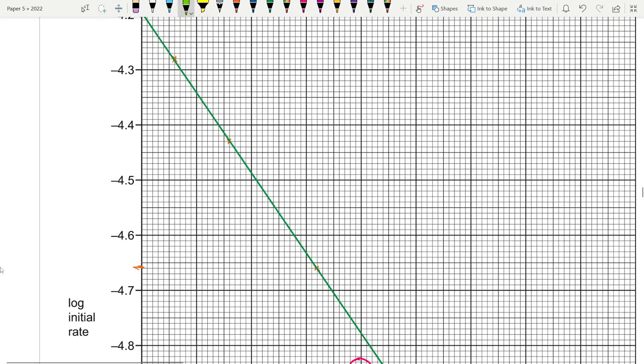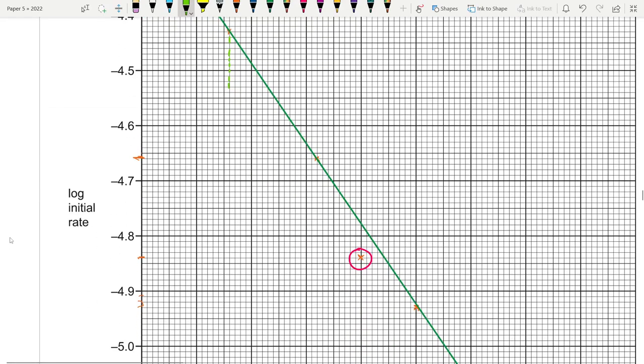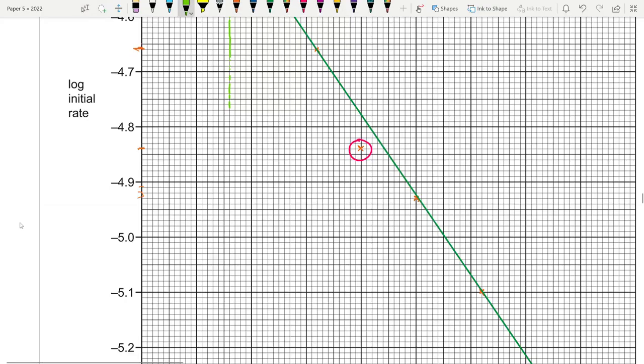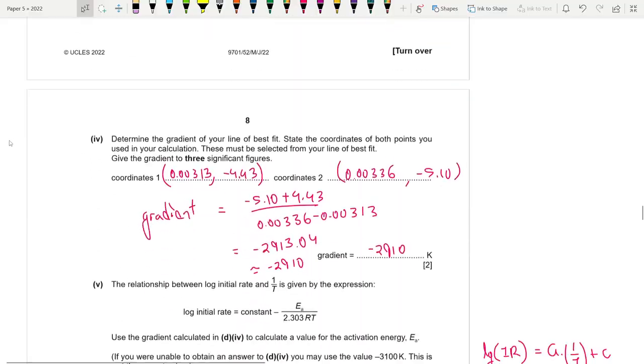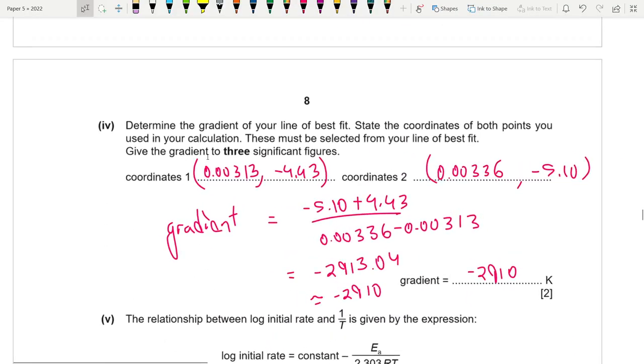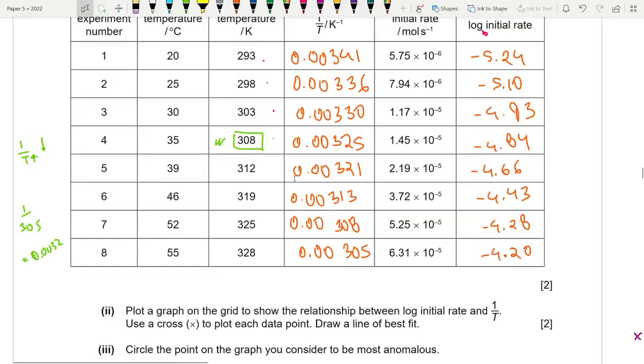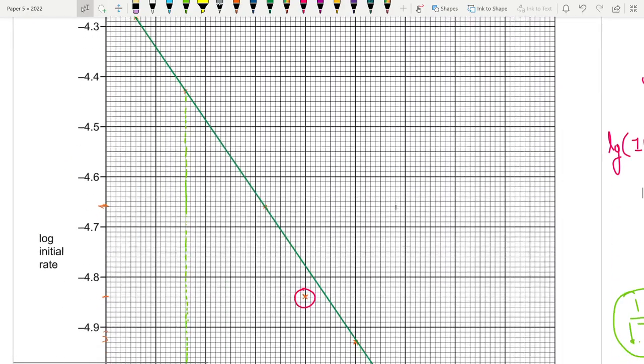So here's my triangle. Minus 4.43 and 5.10. This is your triangle. The triangle should be greater than 50% of the graph, by the way. This works, I guess. So using them, I end up with 0.00313, minus 4.43 and 0.00336, minus 5.10. They're just values from the table. I could use them because my line of best fit passes through them.